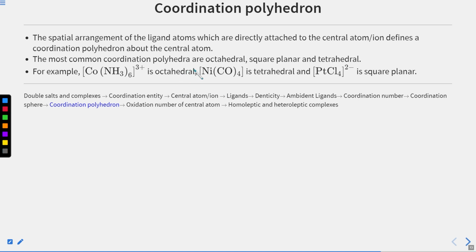Now the most common coordination polyhedra, as I've told you, are these 3: square planar, octahedral, and tetrahedral, and we will talk about these 3 more. So for example, we have this as octahedral, this as tetrahedral, and this as square planar. Now the main confusion comes between whether the geometry will be tetrahedral or square planar. So we will talk about how you will decide this.